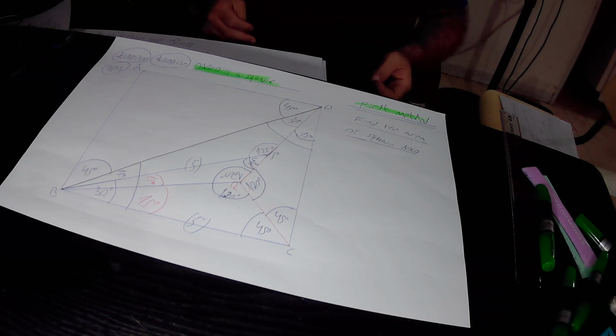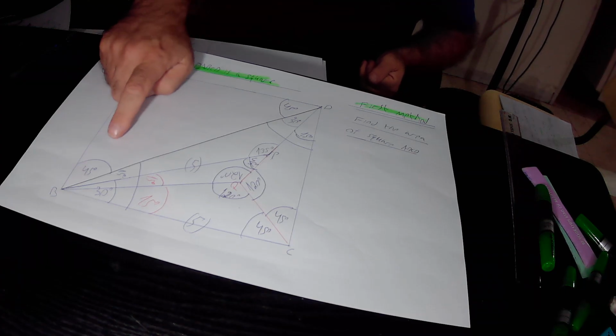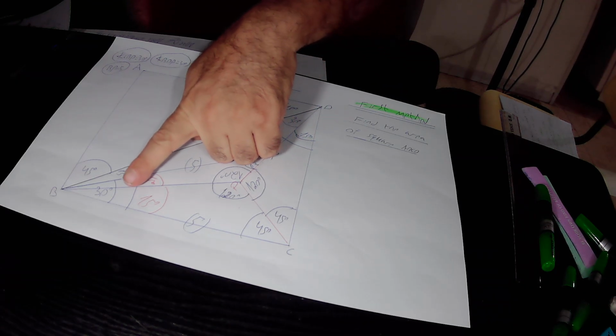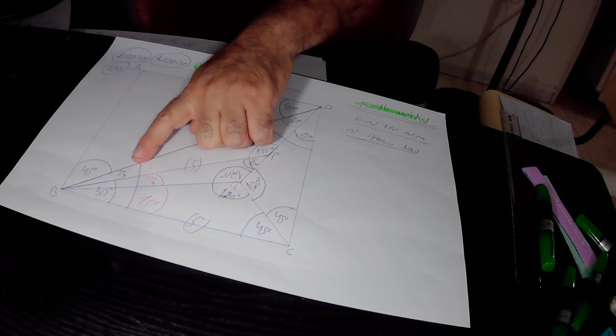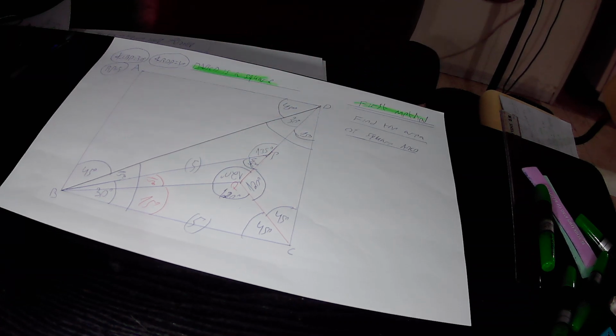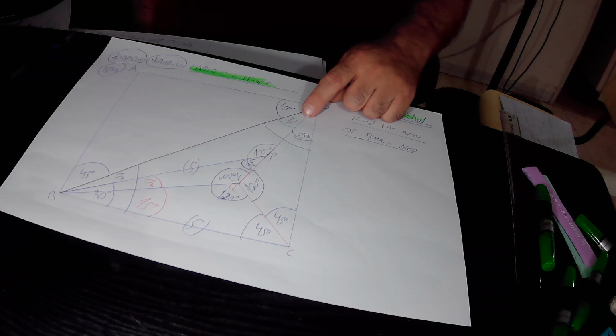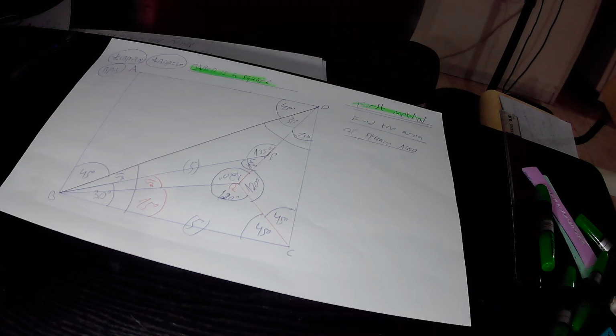So we repeat on the first method. The diagonal DB bisects angle ABC of square ABCD, so the first half is 45 degrees, and the second half is also 45 degrees. But this angle equals 30 degrees, and the missing angle must equal 15 degrees. Likewise, diagonal BD bisects angle ADC, so the first half is 45 degrees, and the second half is also equal to 45 degrees. But this angle equals 30 degrees, and therefore the missing angle must equal 15 degrees in its size.